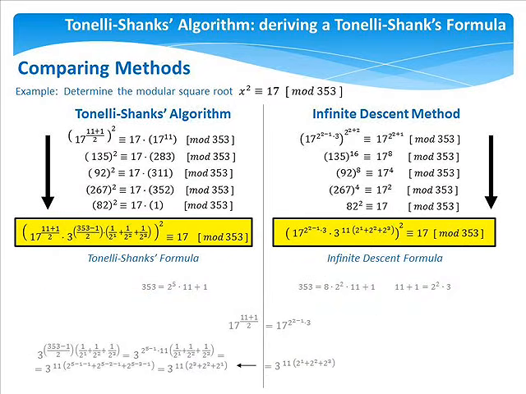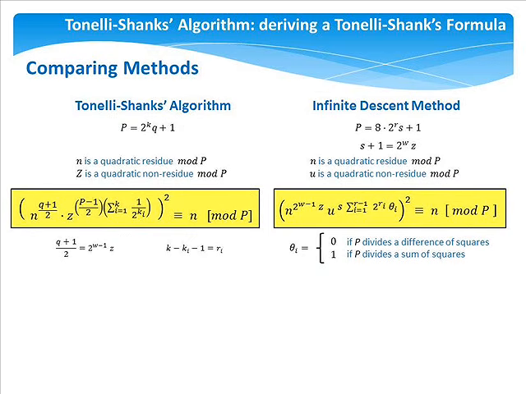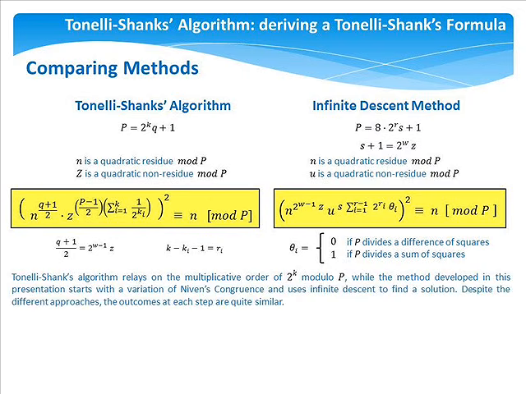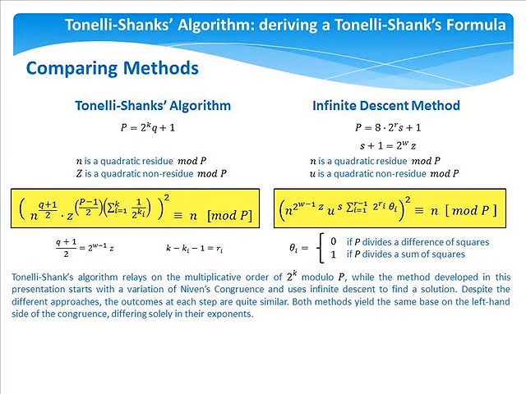Similarly, consider another example from section 2, finding the modular square root congruent to 17 modulo 353. Tonelli-Shanks algorithm relies on the multiplicative order of 2 raised to k modulo p, while the method developed in this presentation starts with a variation of Niven's congruence and uses infinite descent to find the solution. Despite the different approaches, the outcomes at each step are quite similar. Both methods yield the same base on the left-hand side of the congruence, differing solely in the exponents. That's because r sub i equals k minus k sub i minus 1.